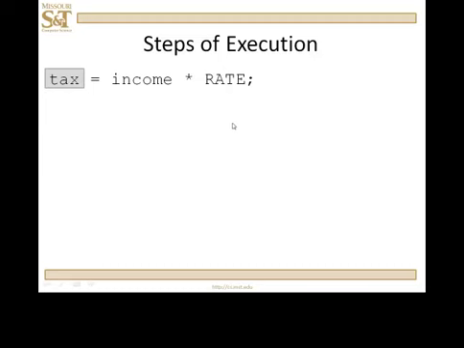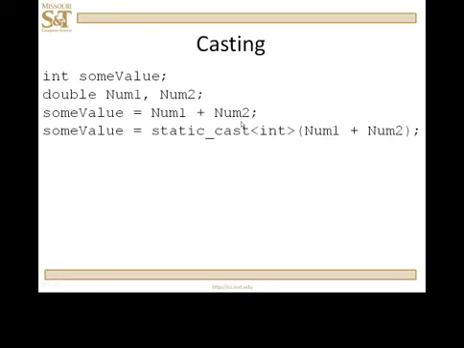If, on the other hand, tax was declared as, say, a short or an integer, then information is going to be lost. The decimal part has to be dropped off. If you do this, the compiler will give you a warning, and that, as far as we're concerned, is just as bad as an error. You should not allow that to happen. Now, sometimes that's what you want to do, and you can force that to happen by telling the compiler that is what you want to do, and you do that with a static cast.